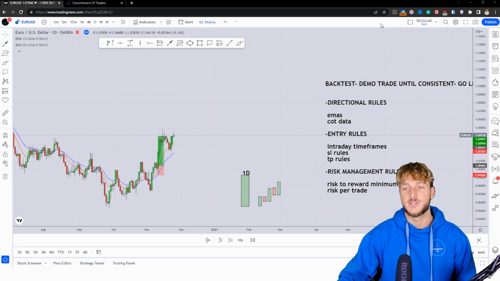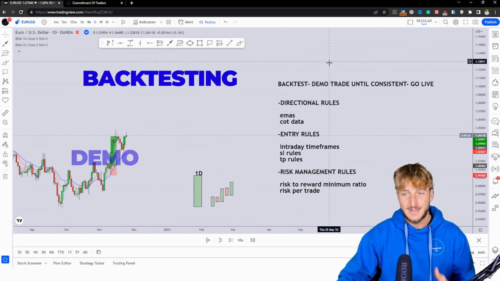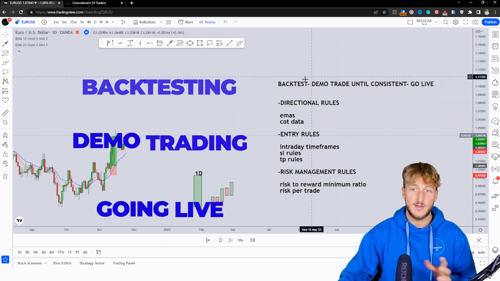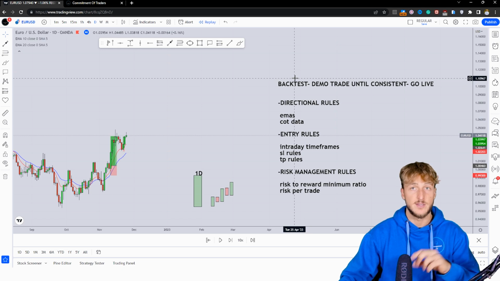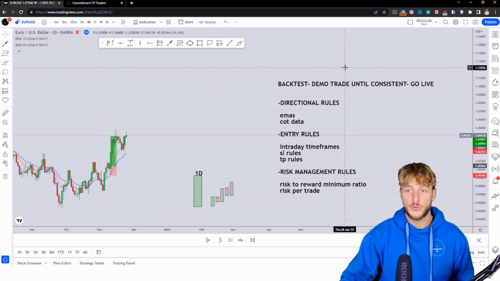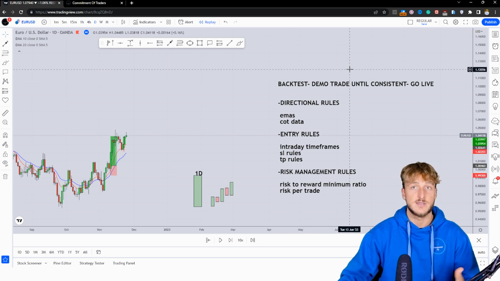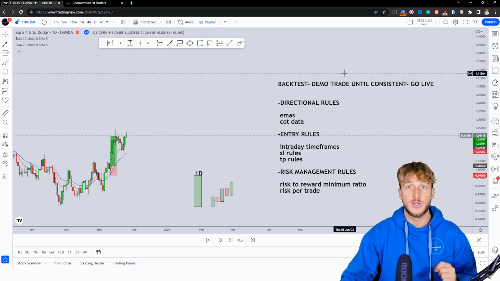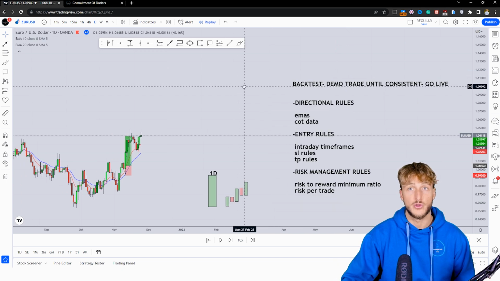Always remember to follow the steps. First backtest, then demo trade until you are consistent with the set of rules that you have decided. You can always switch back to backtesting for more fine-tuning of all your rules, and only after you have already successfully proven yourself with that strategy, only at that point you can start thinking about going live. So I definitely hope that this tutorial helped.